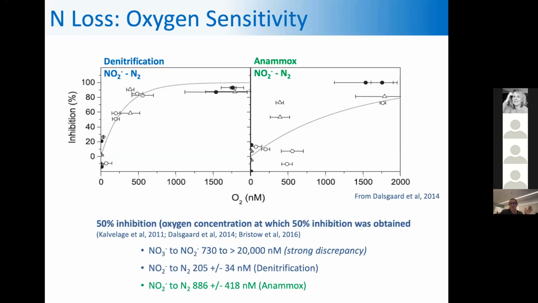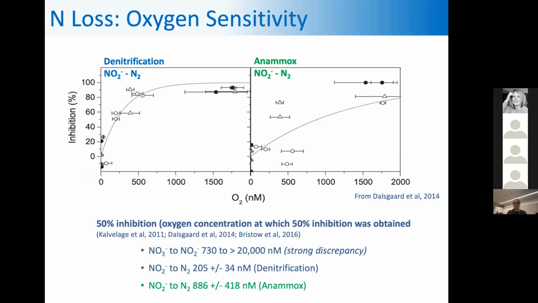And so in the graphs on the top here, we've got oxygen concentration on the x-axis, and the y-axis is inhibition. And by this, I mean that when there's 100% inhibition, that means we can't detect the process anymore, and so it's not occurring. And so you can really see how sensitive these processes are to relatively small amounts of oxygen. And so how I'm going to refer to this, just to help us put some numbers on it, is I'm going to use the term 50% inhibition. And so therefore that is the oxygen concentration at which 50% inhibition of the maximal rate was obtained.